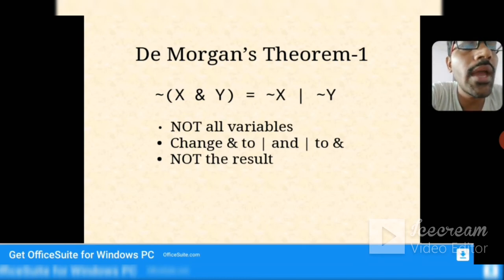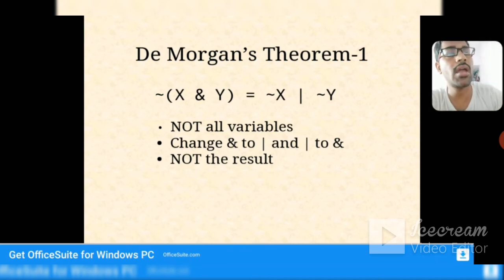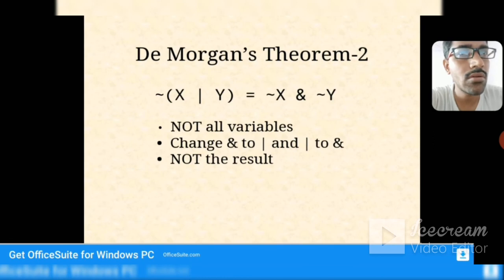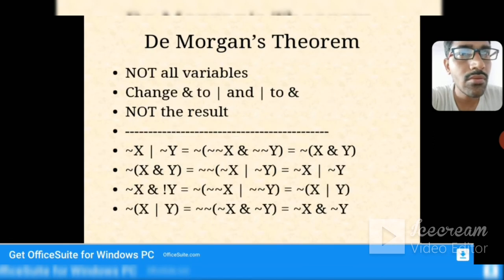You can see AND means multiplication, so the negative of x and y is equal to the negative of x plus the negative of y, where the ampersand symbol represents AND and the pipe symbol represents OR. In this way there is a relationship between the AND as well as OR operations in binary logic. Similar is the case with the NOR gate. This is De Morgan's theorem, which we have discussed.